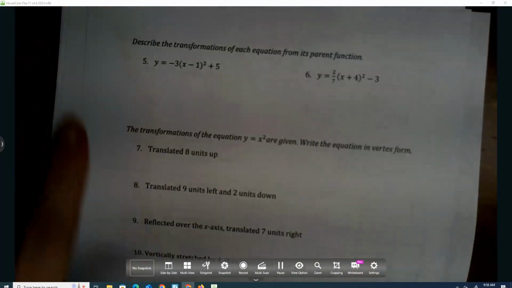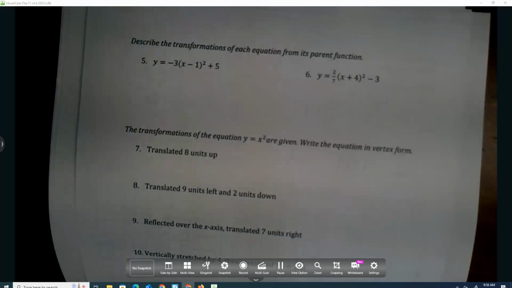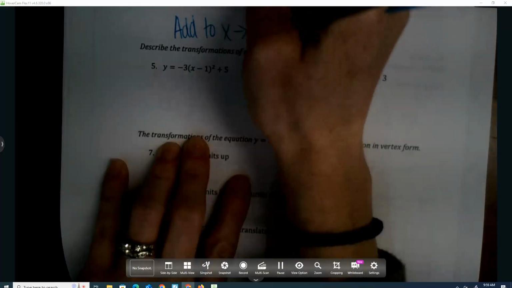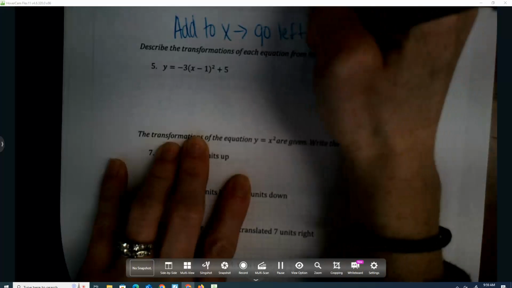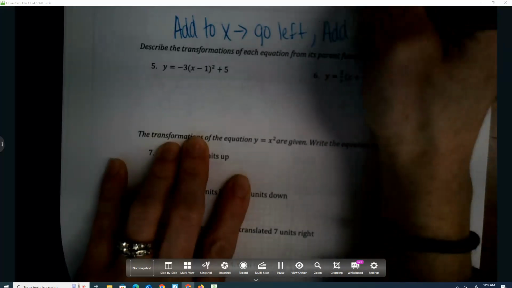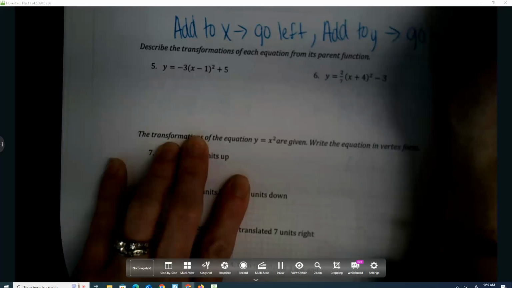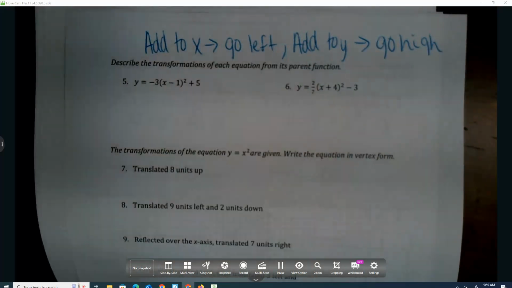Okay, second thing, I want everybody to flip this paper over and pay close attention here. We have to be able to describe our transformations. So, on this, there's several things to remember, but one of the tricks I gave you was if you add to x, you go to the left. If you add to the y, the graph goes higher. Okay, add to x, go left, add to y, go high.